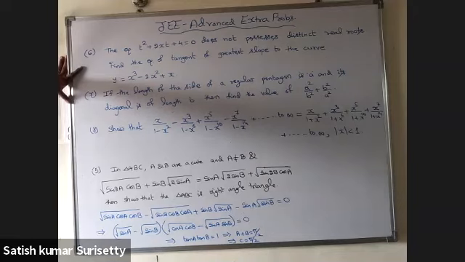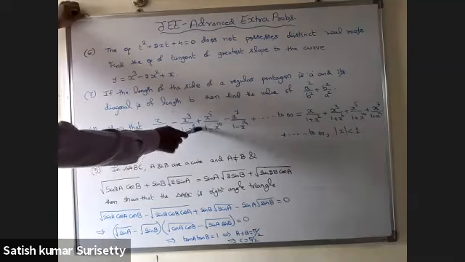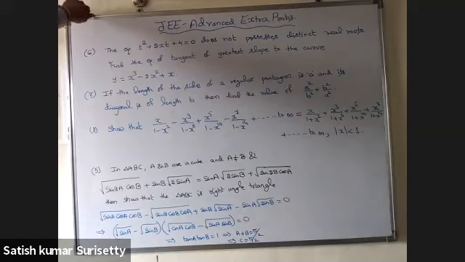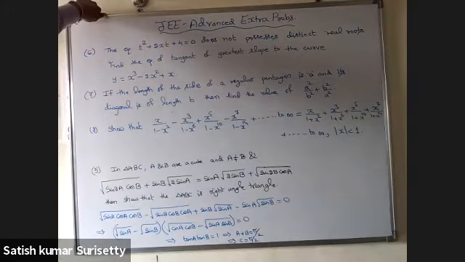Eighth problem. Show that x upon 1 minus x square minus x cube upon 1 minus x power 6 plus x power 5 upon 1 minus x power 10 minus x power 7 upon 1 minus x power 14 plus and so on to infinite terms equal to x upon 1 plus x square plus x cube upon 1 plus x power 6 plus and so on to infinite terms, where modulus of x is less than 1.